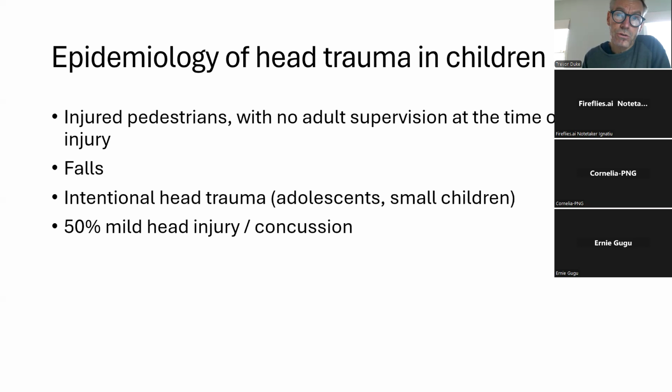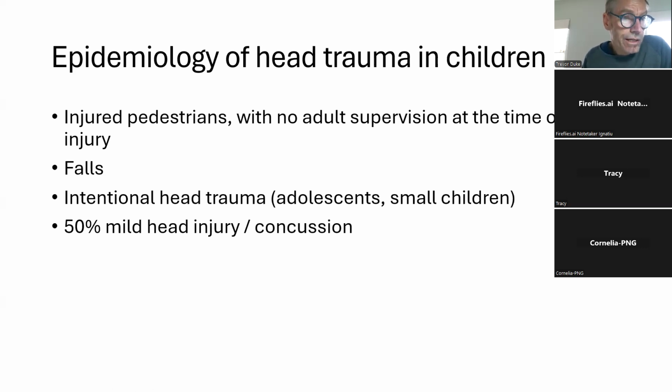And so there are different sorts of head injuries that can occur in children, both from motor vehicle accidents, especially pedestrian accidents, but also children unrestrained in motor vehicles that have an accident. Falls are very common, and intentional head trauma. Most of the accidents occur in settings where there's no adult supervision at the time of the injury, and that's a common factor in all childhood accidents, a lack of adequate adult supervision.